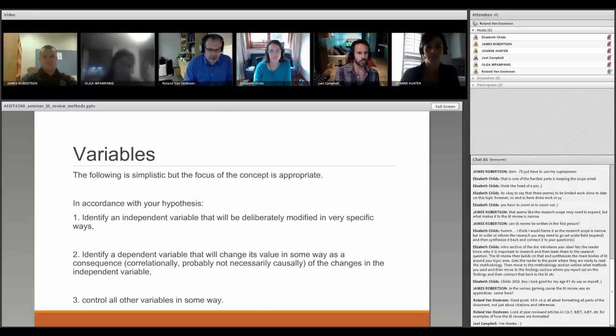All right, moving on from that, in the hope that I'm not losing you. So the following is simplistic, but a focus on the concept is appropriate. In accordance with your hypothesis, identify an independent variable that will be deliberately modified, and then also identify your dependent variable and control everything else. This is actually grade 9 science, very generally the same way that I dealt with it at that point.